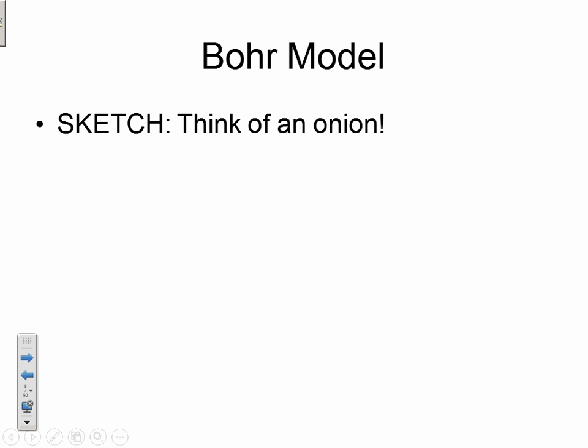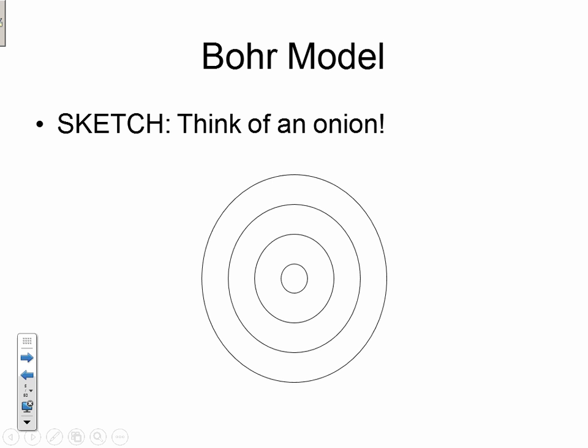But sketching it, what would this look like if we're trying to draw this like we drew the other ones? Think of kind of an onion. That's basically what Bohr's model had. So we've got now, just like Rutherford, our nucleus in the middle, small and positive, but now we have electron shells. This would be shell 1, the one that's closest to the nucleus, shell 2, then shell 3, and shell 4.